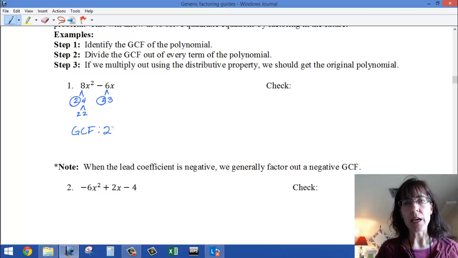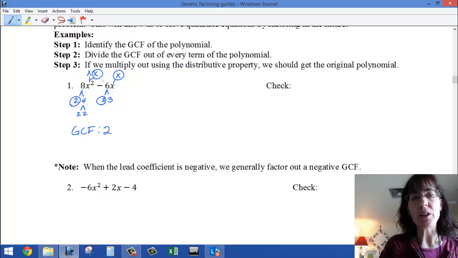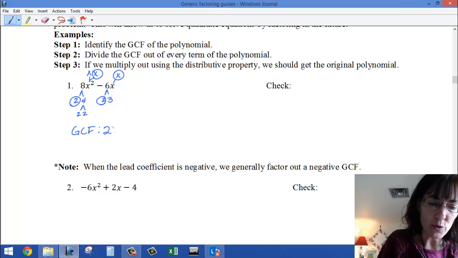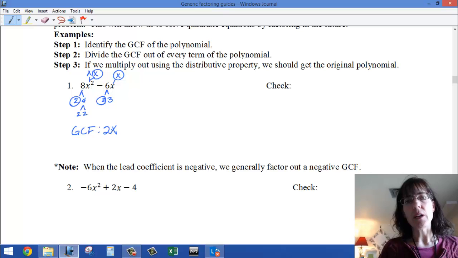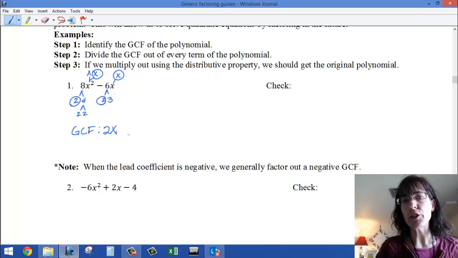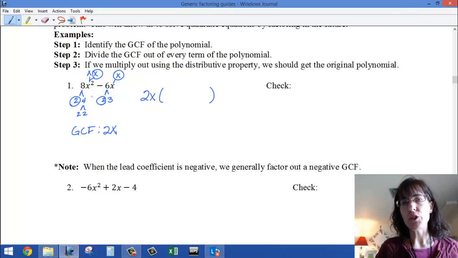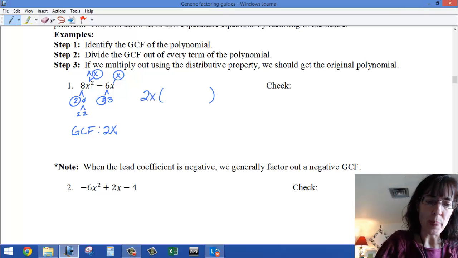And then I want to look at the x's because I have variables, and this x means x times x, of course, and this x is just a single x. And again, look at those lists, and I see that I have an x on both lists, but I don't have 2 x's on both, so I can use a single x as my greatest common factor. So my greatest common factor now looks like it should be 2x. So what I want to do is write 2x times something that's going to be equivalent to my original polynomial.